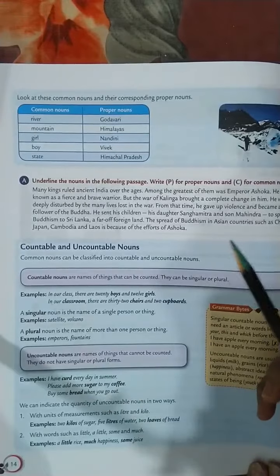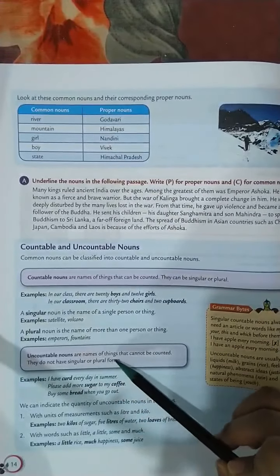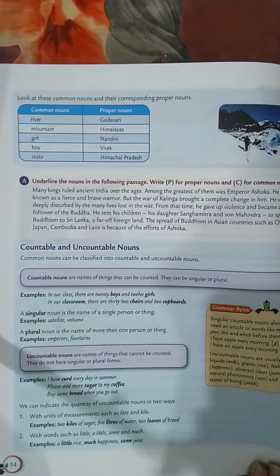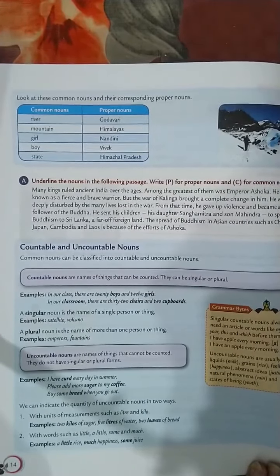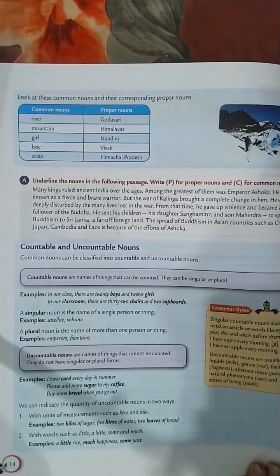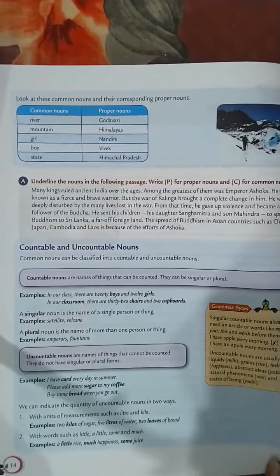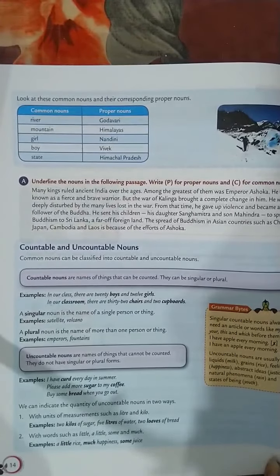Now, what are uncountable nouns? Uncountable nouns are names of things which cannot be counted. Those are the ones which we cannot count. They do not have a singular or plural form. Countable nouns, we can count them and they have singular and plural forms, but uncountable nouns cannot be counted and they do not have a singular or plural form.